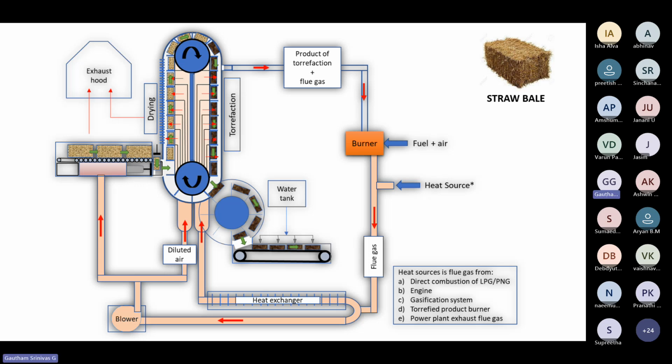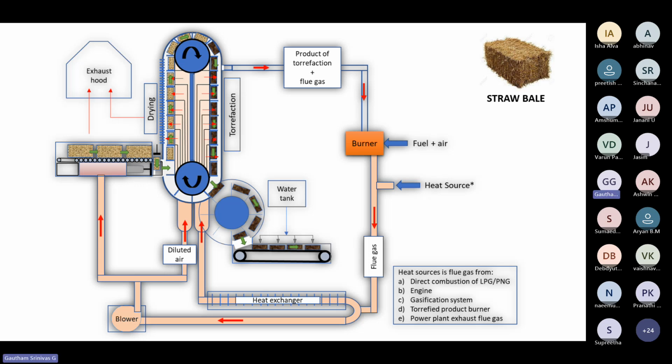So how are we providing the energy for the drying and torrefaction? Let us look here. There is some heat source, and the heat source could be anything. It could be direct combustion of any fossil fuel. It could be an engine exhaust where the flue gases are at high temperature. It could be a separate gasification system that is producing producer gas or syngas, and you burn that producer gas for your heat.